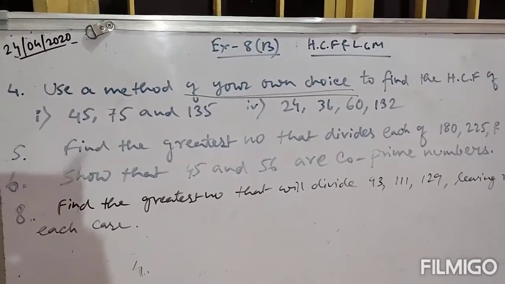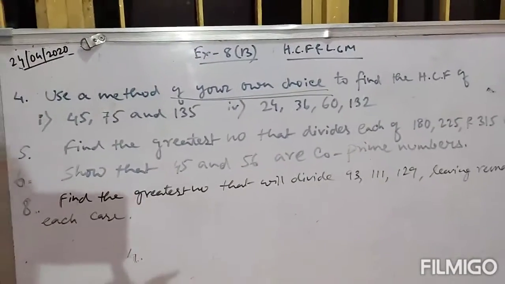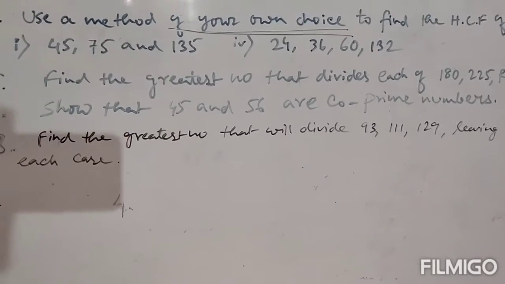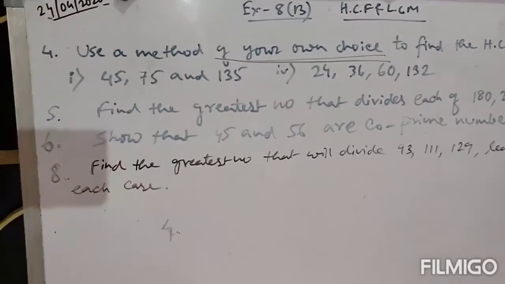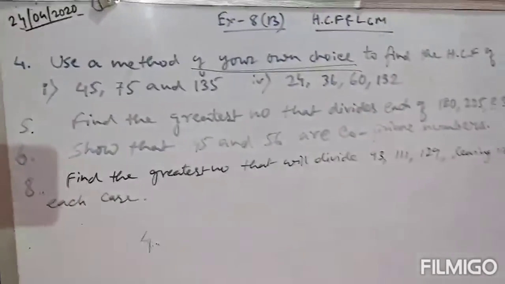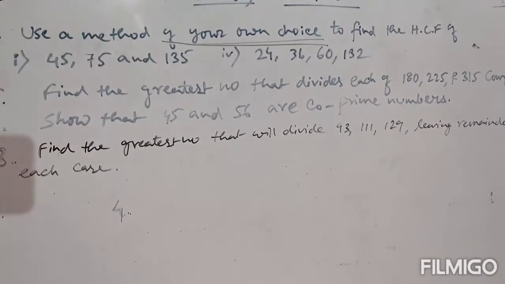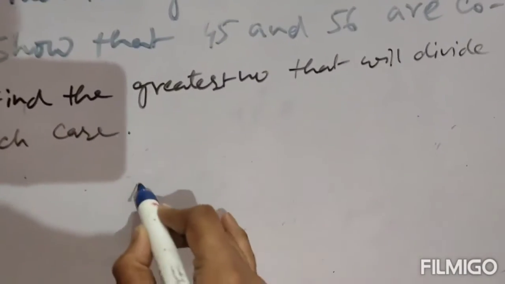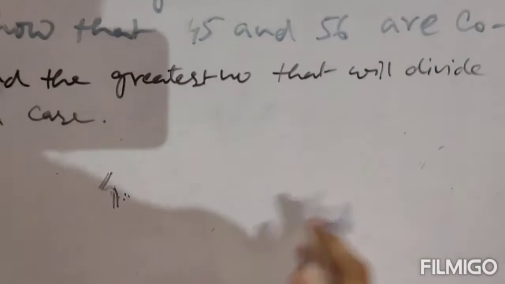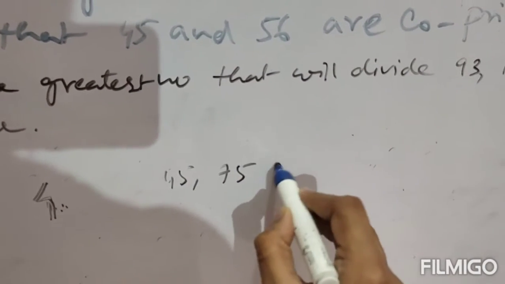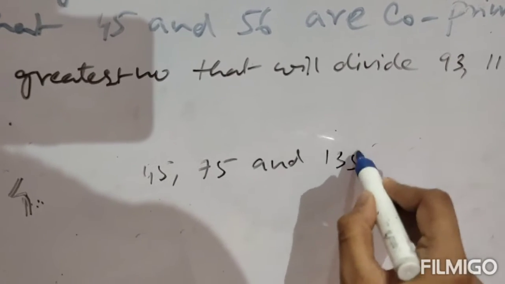So I will prefer the division method here. I suggest you find the HCF by the division method. This is somewhat easier than the common factor and prime factorization methods. I will solve one by the division method and another one by the prime factorization method. So first question, 45, 75 and 135.